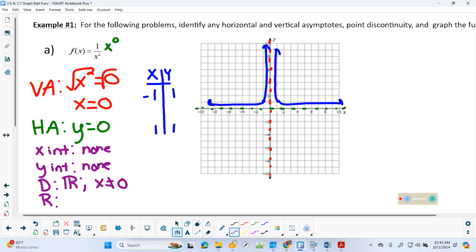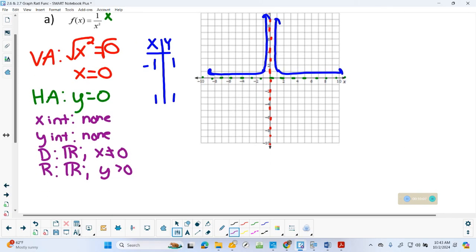Let's look at the range here. So again, range wise, lowest to highest. So our graph is all above the green line, 0. So I'm going to say all real numbers, y is greater than 0. And I know I'm way at the bottom here. I don't care either if you do interval notation for those.